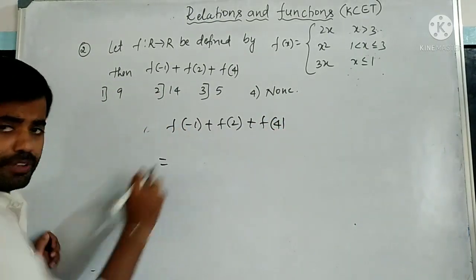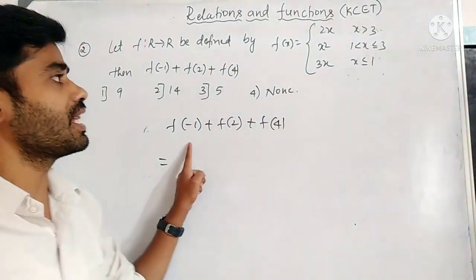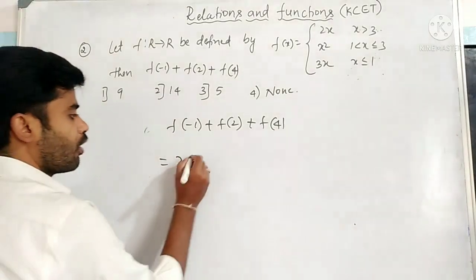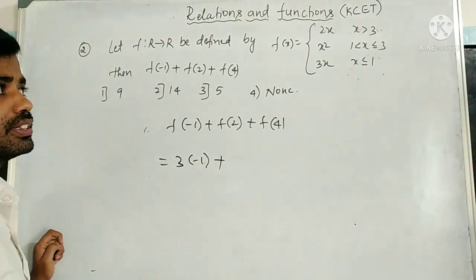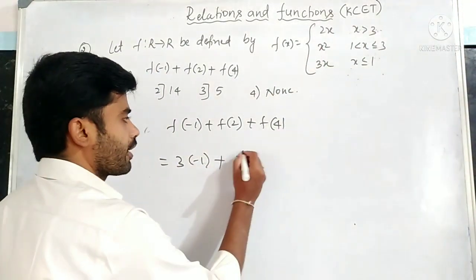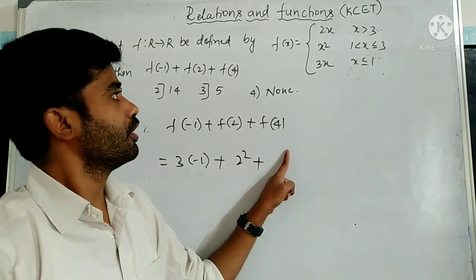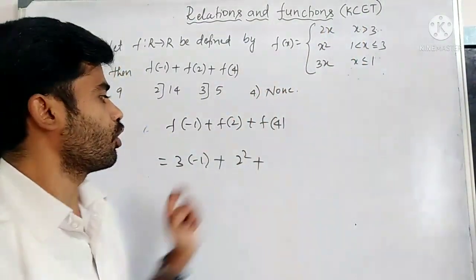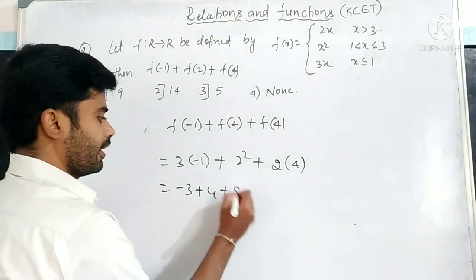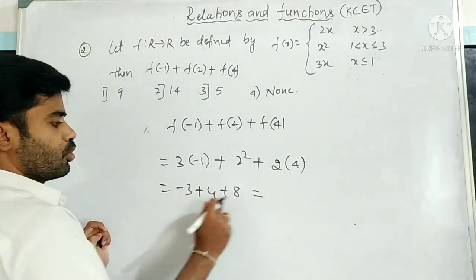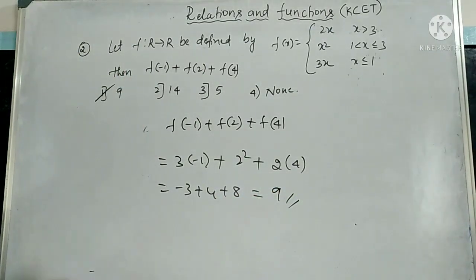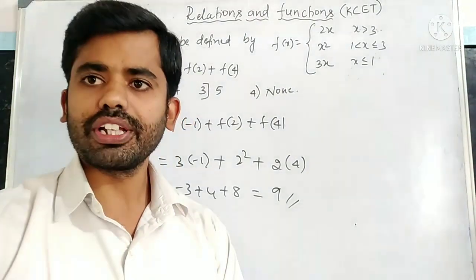F of minus 1: it is less than 1, so we should take 3x. So 3 of minus 1 plus f of 2, where 2 lies between 1 and 3, so this is 2 square, plus f of 4, which is greater than 3, so the output is 2 into 4. Then minus 3 plus 4 plus 8, it means 2 plus 4 is 12, 12 minus 3 is 9. Which option? First option. Now let me move on to the next one.